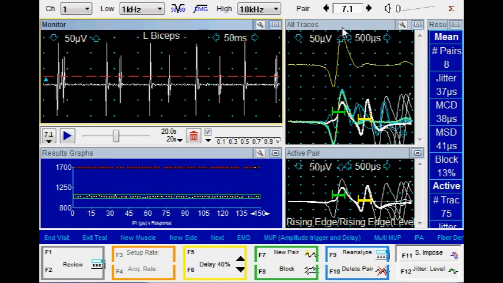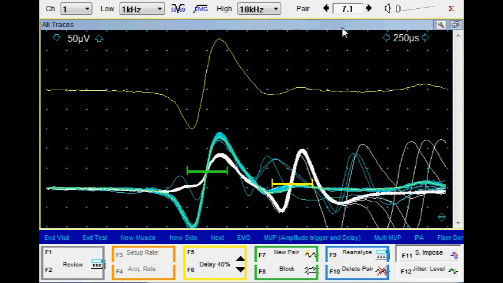So I'm going to look at the all trace window over here so that we can appreciate it better. This is my triggering position. This is my second window. I'm going to raise it a little bit, position it. Now we can see that the white potential crosses both windows. So that generates an interpotential interval which can be used for jitter analysis.